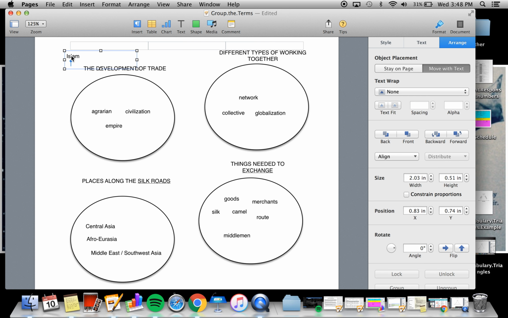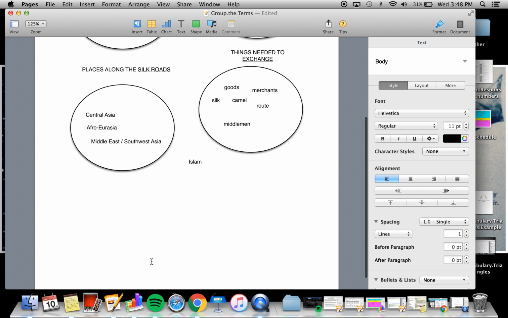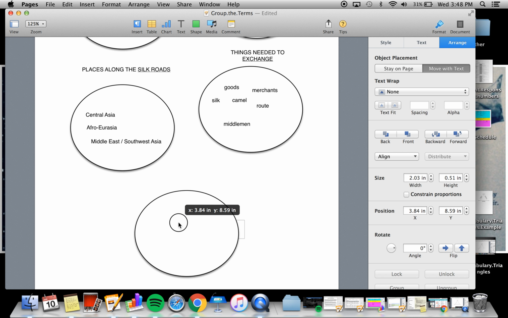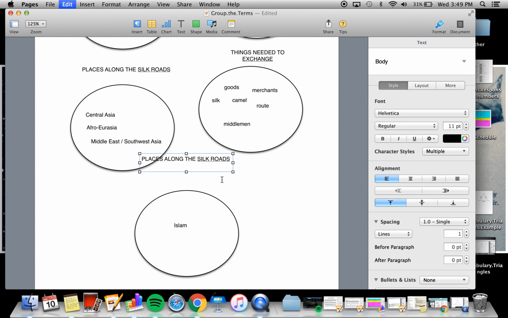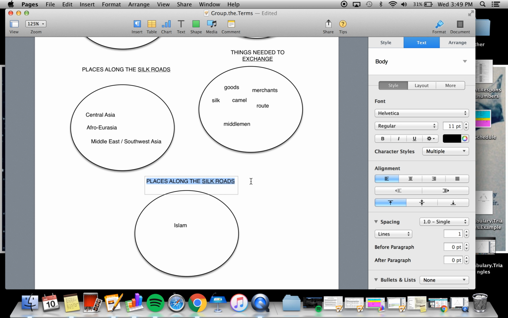Now, I have this one random word, Islam, that doesn't really fit. I'm going to put that in an other bubble. It's okay to have an other bubble. You just shouldn't have 10 words in your other bubble. Your other bubble should have 1, maybe 2 words at most. So I'm just going to label this other, and I'm done. There it is.